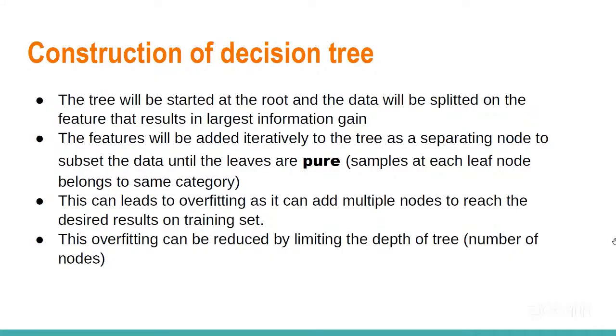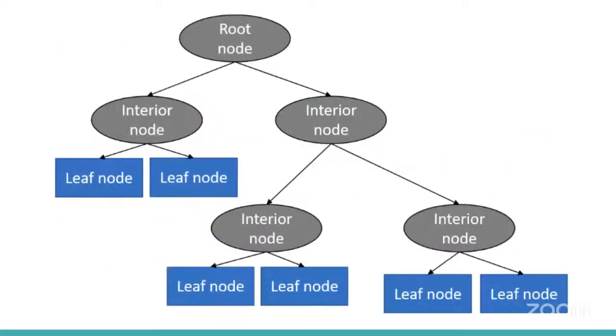You also can choose how many questions to ask and so on. This is the root node, this is the interior node, this is the leaf node. Ultimately, leaf nodes need to be pure. There should be only yes here or only no here. It should be like that.